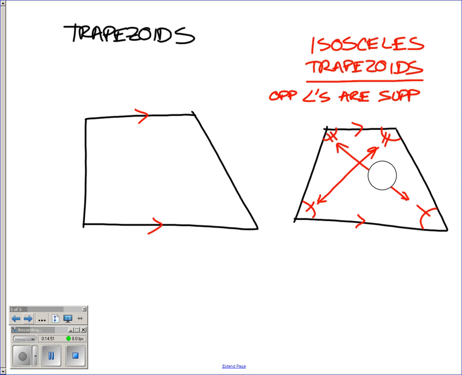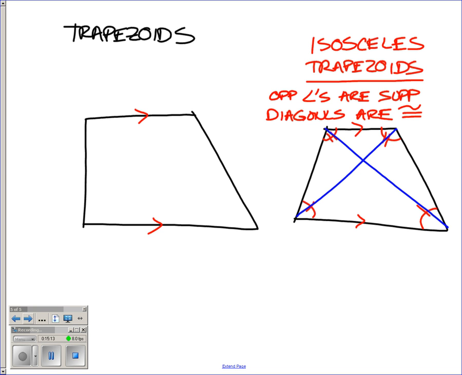Well, what else is special about an isosceles trapezoid? Let me take these little arrows out now. This is the other quadrilateral that has diagonals that are congruent. So in this case, those two blue lines, those diagonals, are congruent. It's not true for all trapezoids. It's only for isosceles trapezoids, right? So that's some other properties that we have here. And isosceles trapezoids just come up a whole lot.